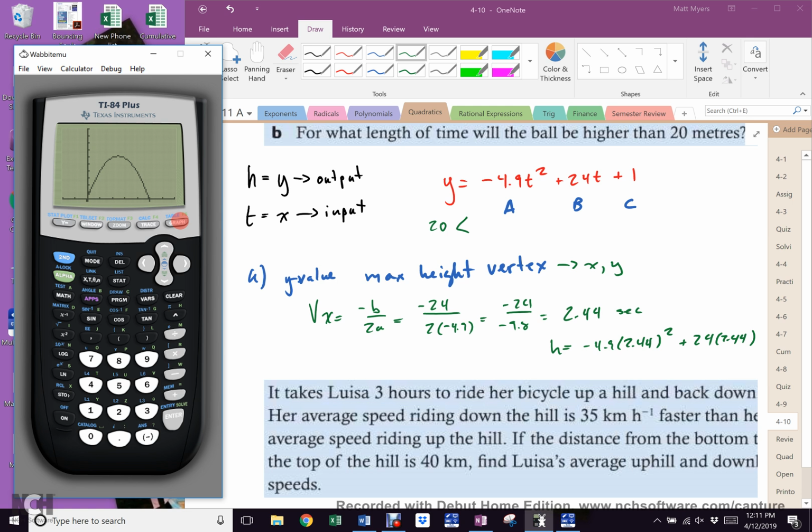Now, we wanted to know the length of time the ball will be higher than 20 meters, correct? So this path is really a drawing of the path of the ball, isn't it?